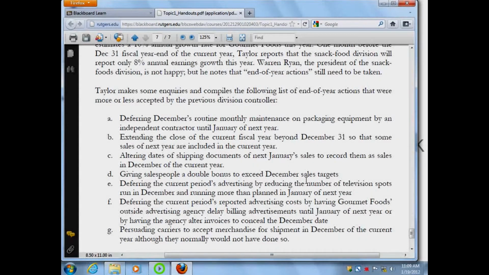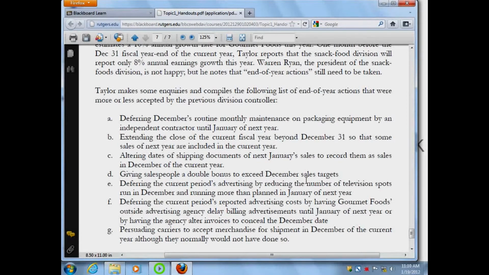So there's an "or" here, so there's really two different scenarios. Let's look at the last one first: by having the agency alter invoices to conceal the December date. This is clearly fraudulent, it's like C. It's clearly fraudulent because you're deliberately misinforming the people that are relying on your financial statements. You're pretending as though the economic substance of your transactions is not what you actually report to your investors. That's really wrong. But how about the previous one?